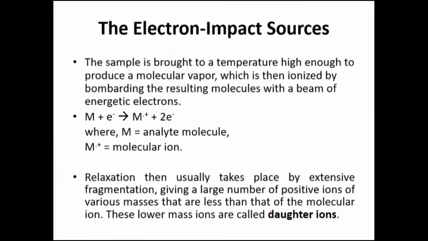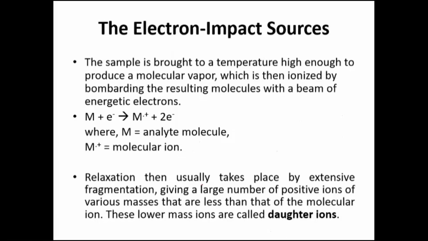The first type of ionization source is electron impact sources. As you must have expected, you are going to use high energy electrons that are going to impact on the molecules, that is your sample, which is already in the gaseous state. The sample is brought to a temperature high enough to produce molecular vapor, which is then ionized by bombarding the molecules with a beam of energetic electrons.